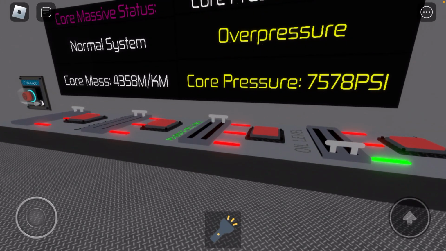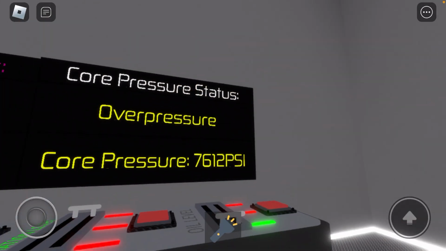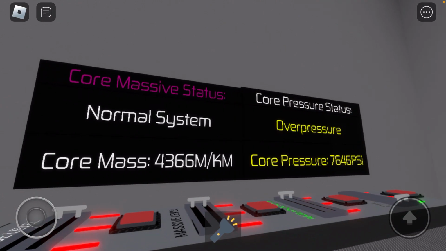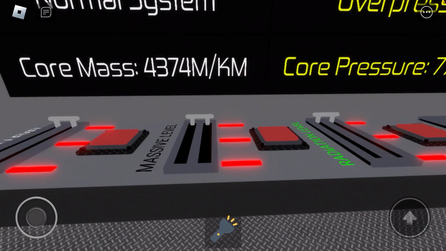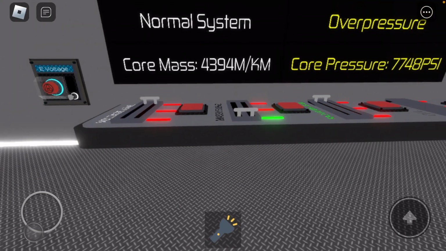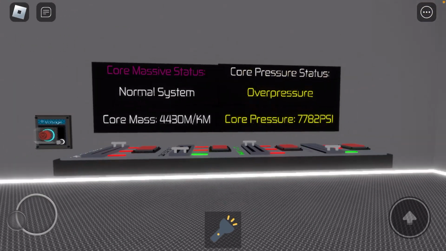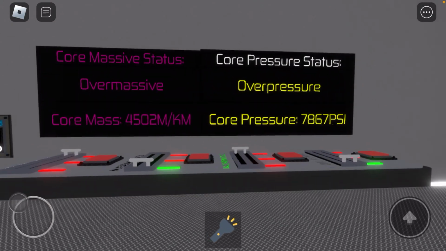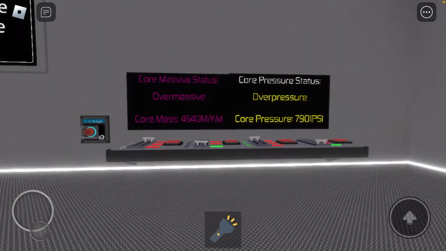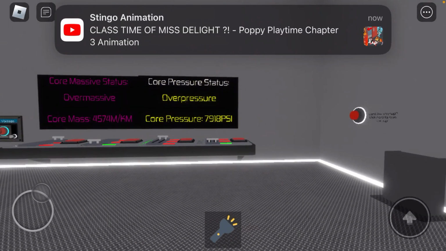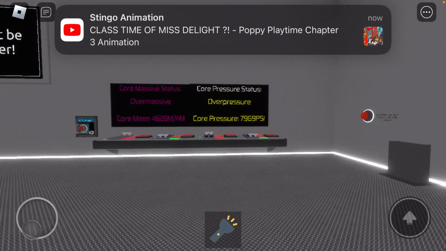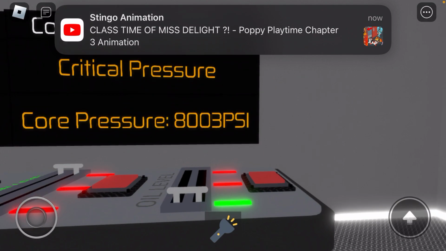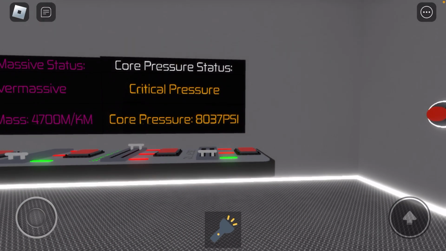I know it still says overpressure, but the mass still says normal system. What happens if I literally just turn it on? So I could go see the overmassive. Yep, both at once. It now says overmassive. So, yep, pressure is now critical.